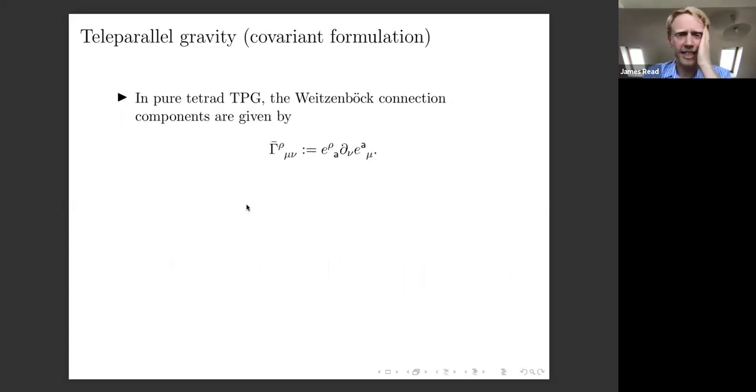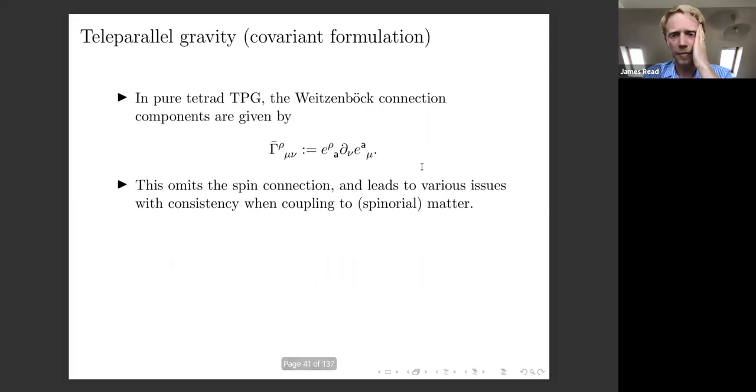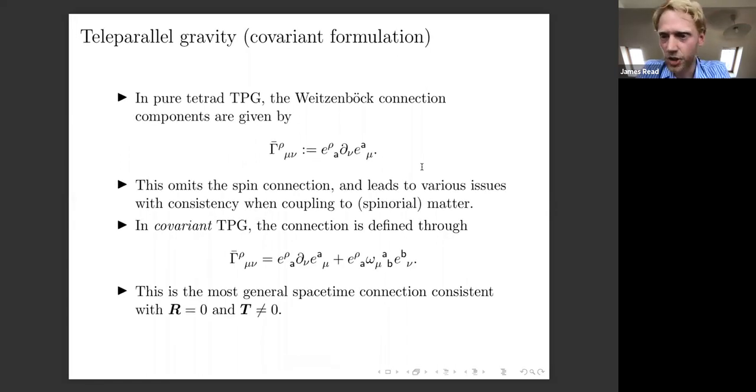All right, so previously I presented teleparallel gravity like this. I wrote the Weitzenbock connection down like this. In fact, that omits the spin connection and historically led researchers into teleparallel gravity getting into some knotty issues regarding the coupling to spinorial matter. What we need to do to fix this is to go to covariant teleparallel gravity, which has another term, which features the spin connection. And in fact, that falls out naturally from the geometrical formalism, which I had on the previous slide. This is the most general space-time connection consistent with the conditions that the curvature be 0, but the torsion be non-zero. So it makes sense that we should be dealing with this object.